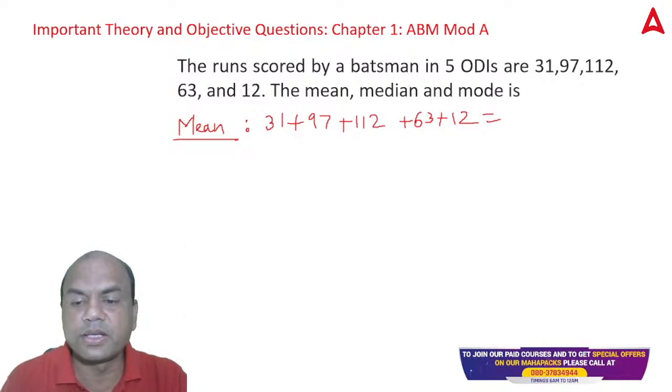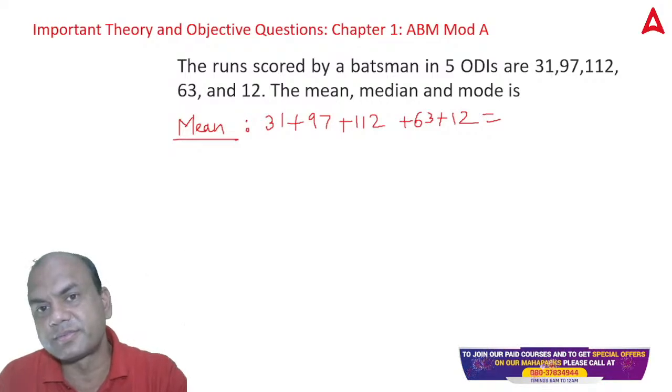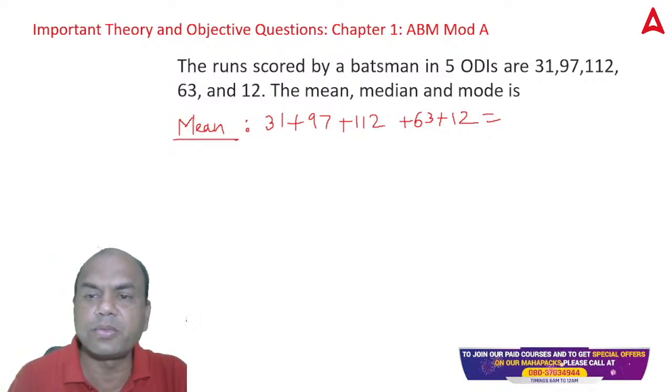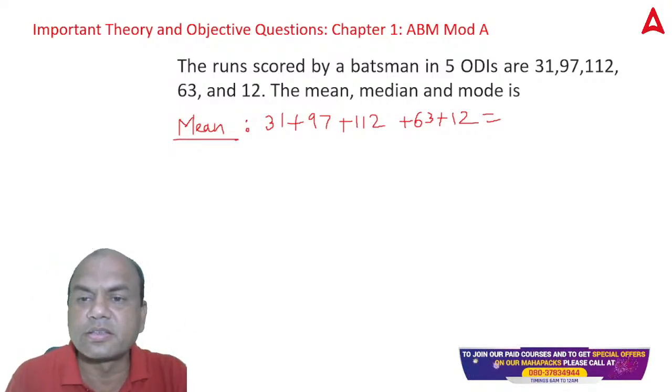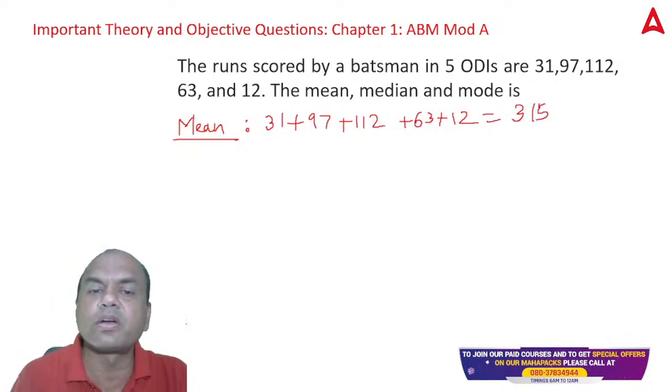31 plus 97 plus 112 plus 63 plus 12. So the answer you get is how many? Yes, comment section, everyone. 315. Correct. So mean is what?